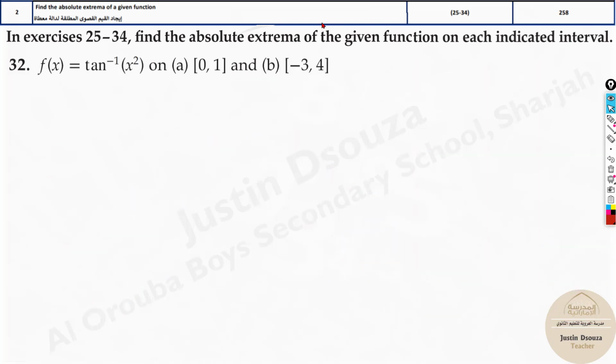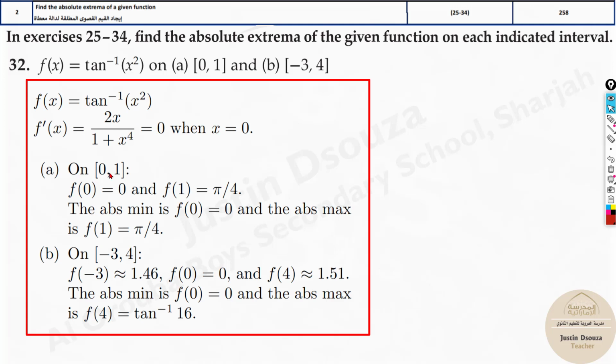So this is tan inverse x. What is the formula of derivative of tan inverse x? It's 1 by 1 plus x squared. Use the formula and then solve it out. Again, these are all straightforward. Once you derive it, make it equal to 0. You can just put this entirely in the calculator, you'll get the answer.